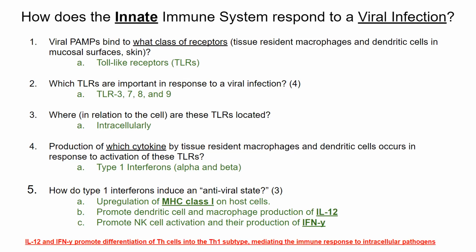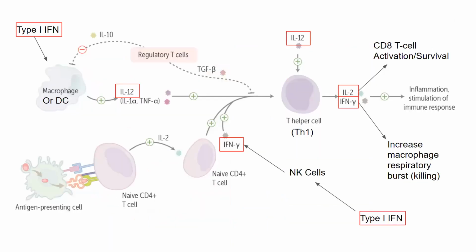This is important because what do IL-12 and interferon gamma do? They induce TH cell differentiation to TH1 subtype. Okay, and TH1 subtype is for intracellular pathogens, right? So viruses and intracellular bacteria for the most part. There are exceptions, but as a general rule, that is how the innate immune system activates the adaptive. So hopefully that is helpful.